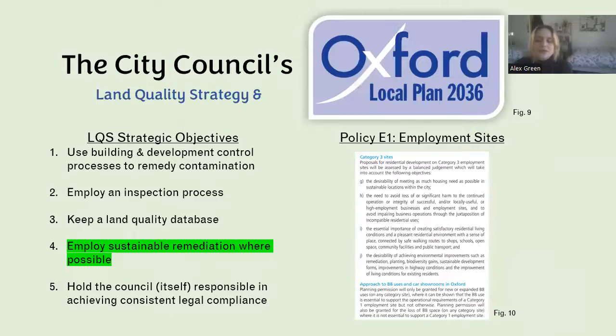Oxford City Council employs a brownfield first policy of development. As such, much land will be in need of remediation. As the Council counts land contamination as a material planning consideration, they've produced a land quality strategy. Its 5 objectives, seen on the left, include a commitment to sustainable remediation.